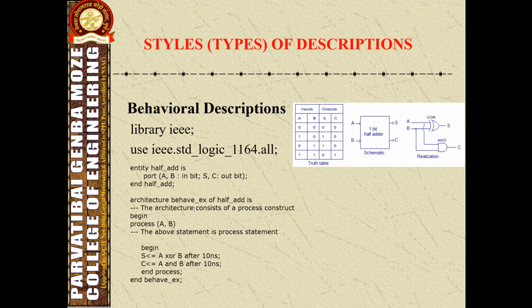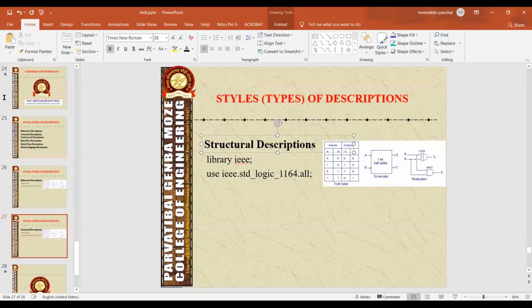Let's see the structural description. Structural descriptions model the system as components or gates. These descriptions are identified by the presence of the keyword component in the architecture. Here the gates constructs such as AND, OR, NOT, such types of constructs we have to consider.